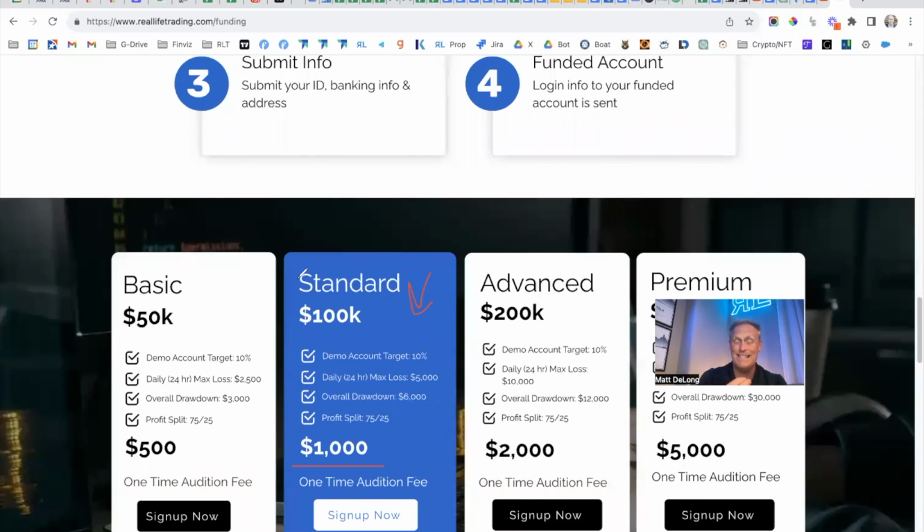Even as you saw in our back test, we had a $33,000 gain in an account that costs us $1,000. Now, of course, take the first $10,000 gain away, you still have $20,000-plus left in a real money funded account that you're now doing a 75-25 split on, and that account only costs you $1,000.